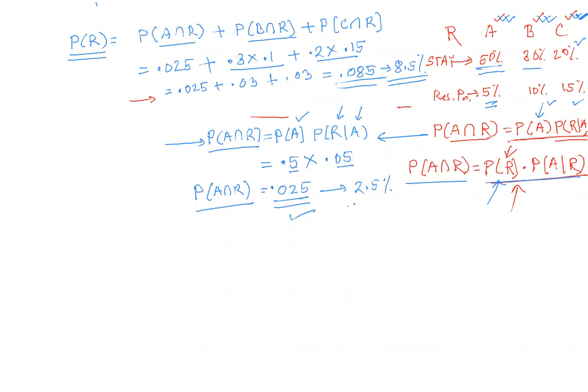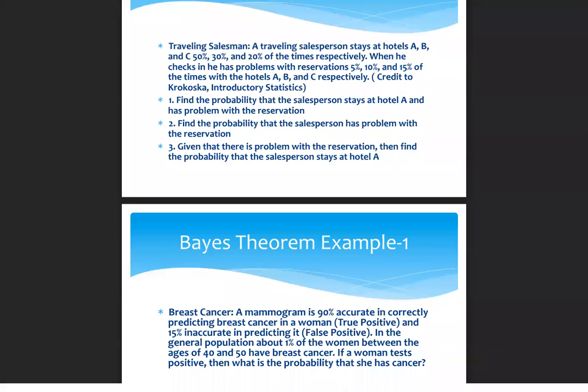Now, the last part of this problem, I'm not going to do it because I'm running out of time. I'm going to do it in the next class. But let me quickly tell you what it is saying. Given that there is a problem with reservation, find the probability that the salesperson stays at hotel A. So given that there is a reservation problem, we are to the right of the vertical line. Given that there was a reservation problem, what is the probability that the person stays at hotel A?